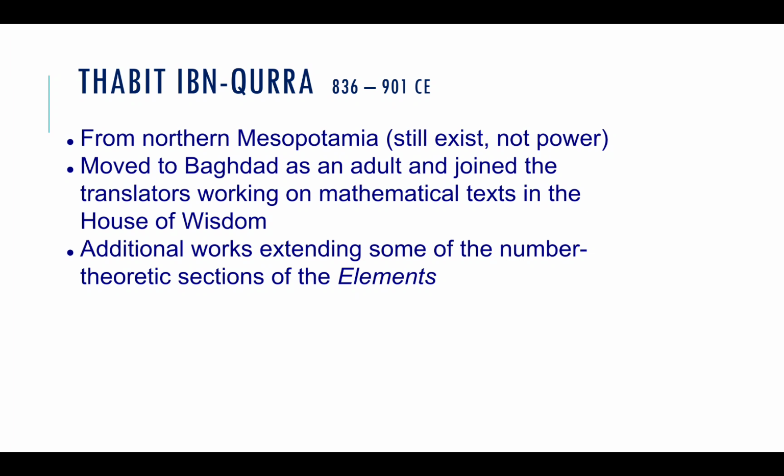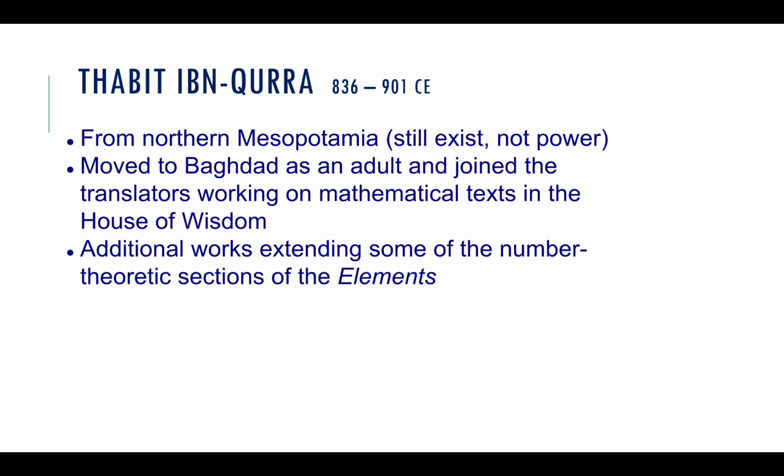He moved to Baghdad as an adult, and he joined with the translators working on mathematical texts in the House of Wisdom. So he did join the House of Wisdom. We're not quite sure exactly when, but we do know it was after he was an adult. He did additional work extending some of the number theory sections of Elements. This would be the translated version of Euclid's Elements.